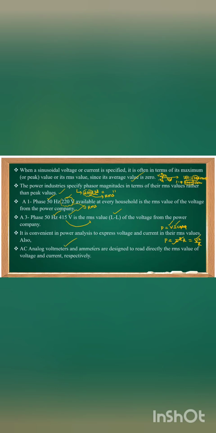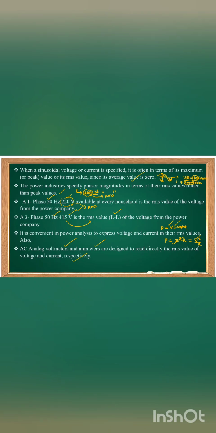AC analog voltmeters and ammeters, you know that. You take the MI meter, EDM meter, moving iron meter, electrodynamometer, all these measure which value? RMS value, because those are designed to measure the RMS value. I'm not talking about DC meters. PMMC is average value. I'm talking about AC meters. AC analog voltmeters and ammeters are designed to read directly the RMS values of voltage and currents. In these applications, we are using RMS value representation.